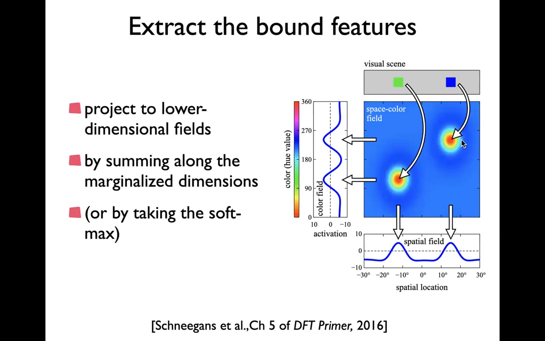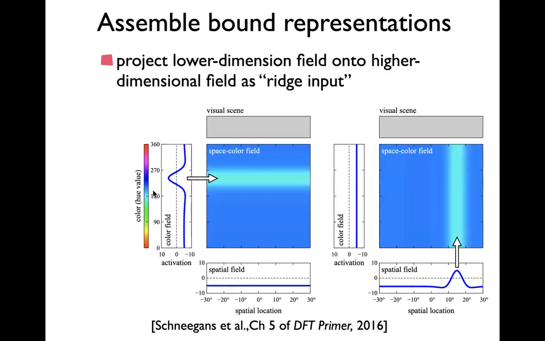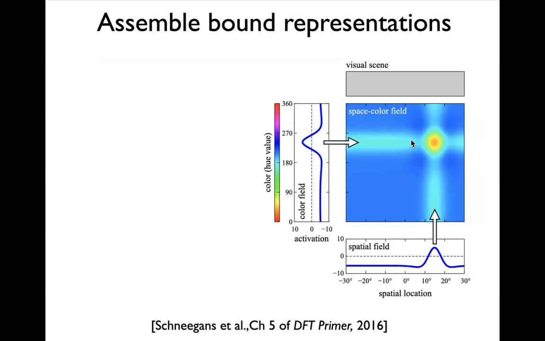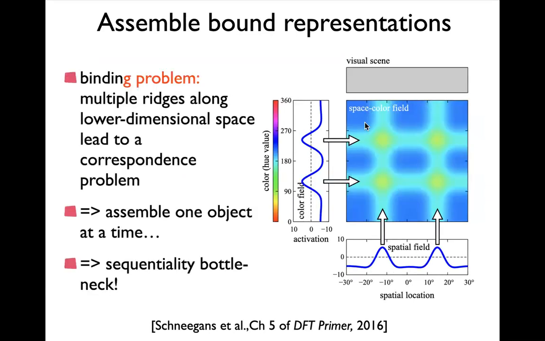If you have this bound representation, you can extract the individual components by just projecting out space, or projecting out color. You can also assemble representations: if you know color and space, you can combine them to create a bound object. And that's where you have a binding problem.